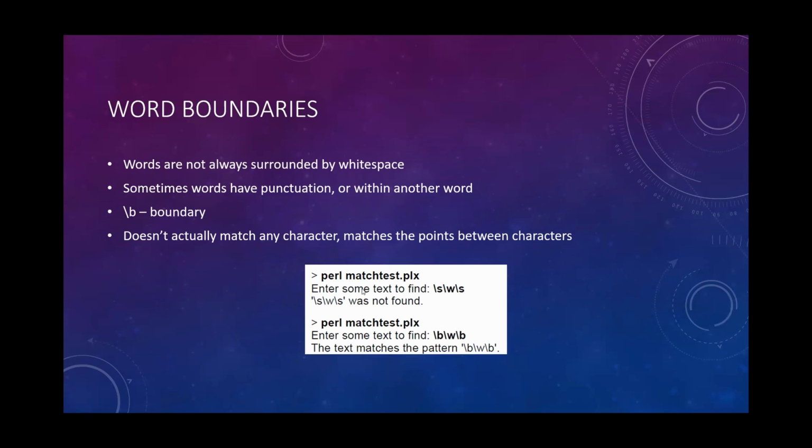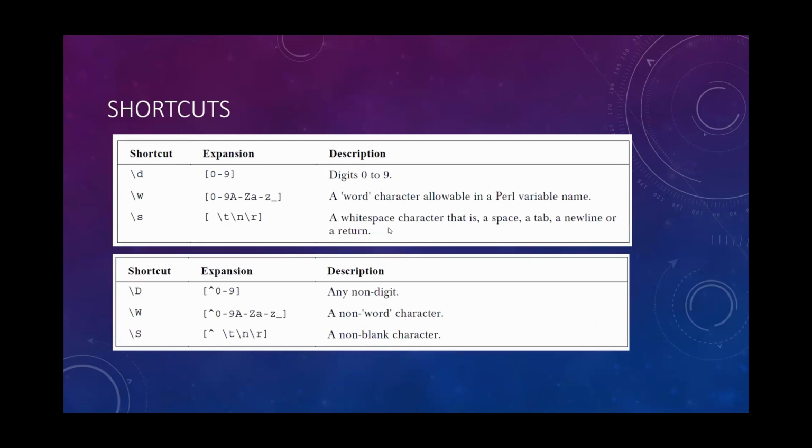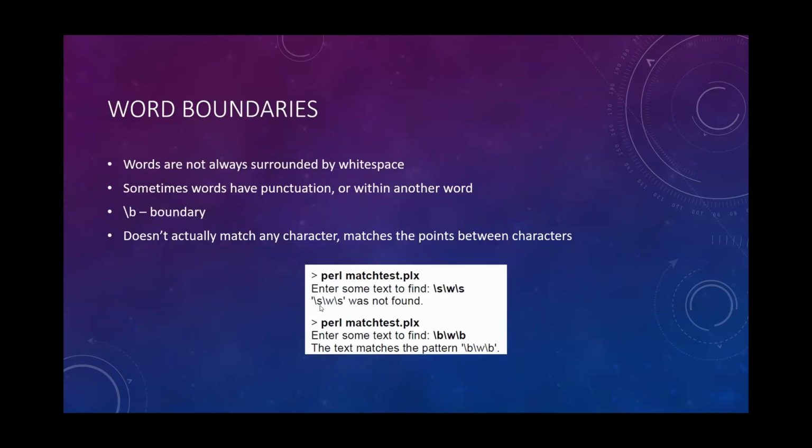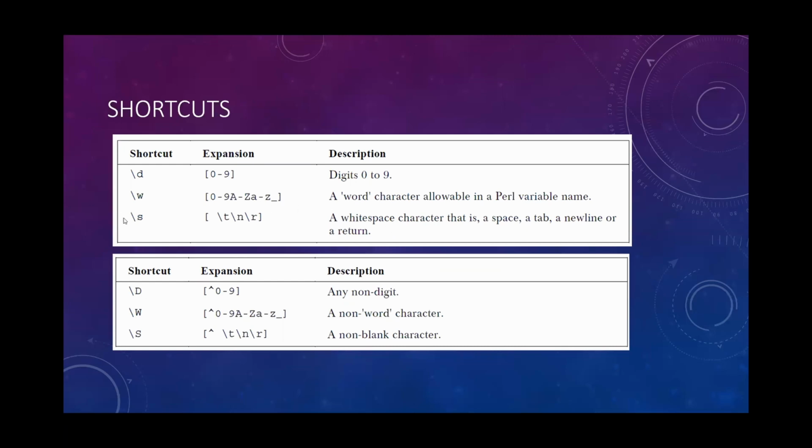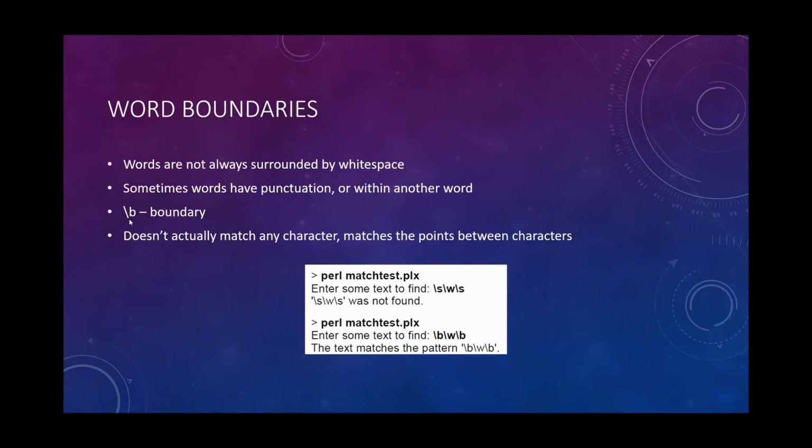So here we've got \s\w\s. And that's going to look for, what did we say before? Let's go back. A white space character with a word in between it and then a white space character after it. It's saying that it's not found. Now, if I put the \b around the word for boundaries, it's looking for a word with something indicating that it's the end of that word grouping. So in that case, it does match. There's a difference between looking for a white space using the \s and indicating a boundary with the \b.